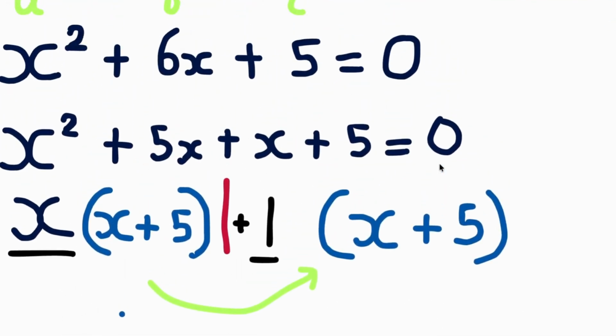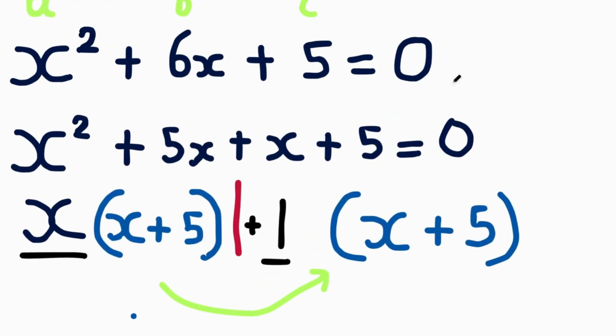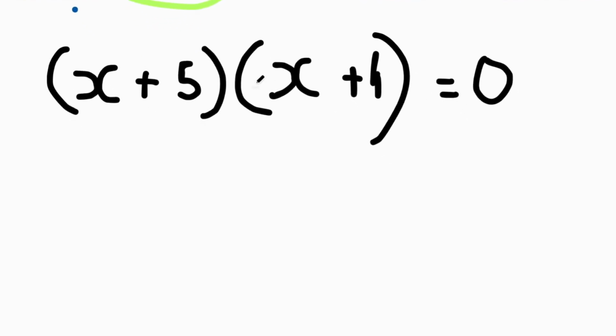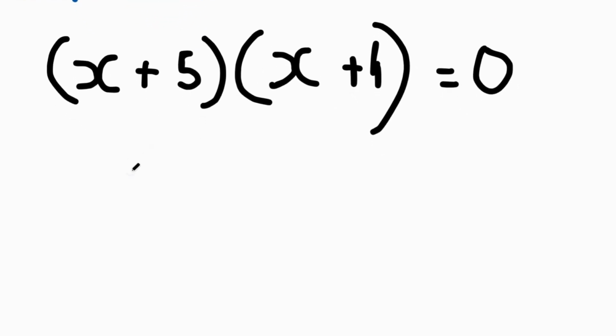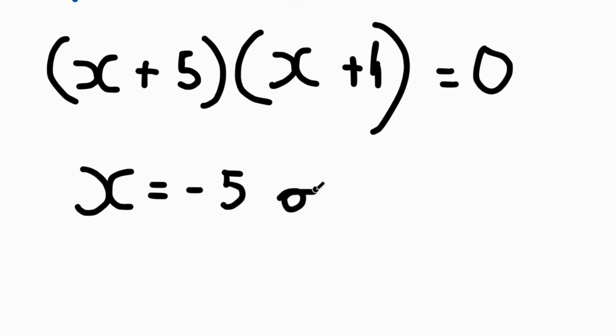If you did want to actually solve for x, it's not that much harder either. One of the two brackets has to equal 0. So if the first bracket was 0, x would be -5. And if the second bracket were to be 0, x would then be -1. So here you fully solved the quadratic equation by factorizing and then solving for x.